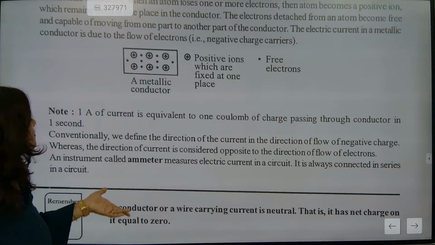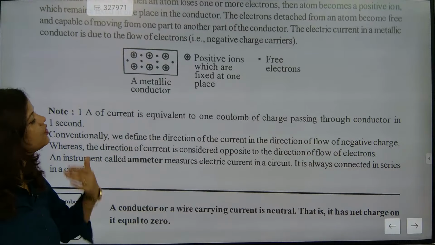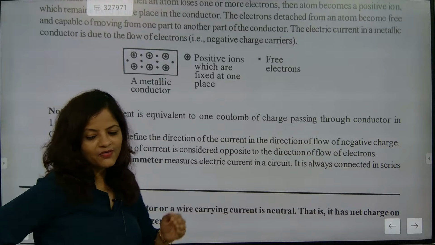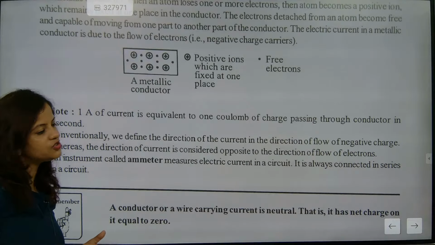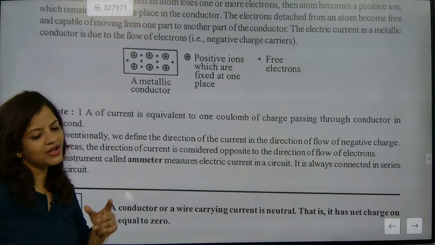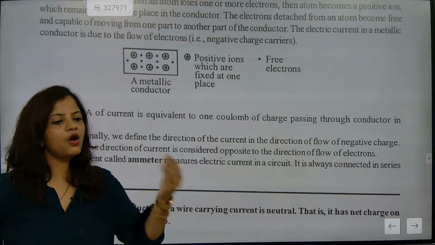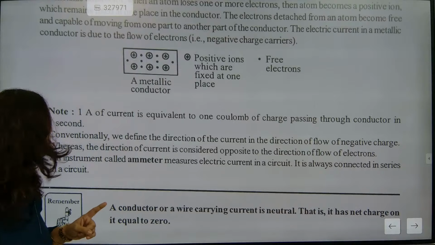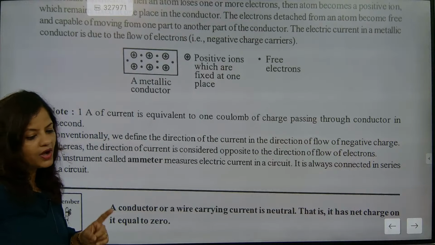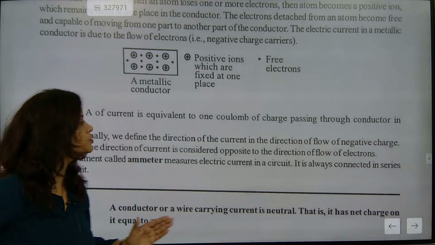So 1 ampere of current is equivalent to 1 coulomb of charge passing through a conductor in 1 second. In 1 second, how much charge is moving? That will become 1 ampere. Understood? That's the most important thing.